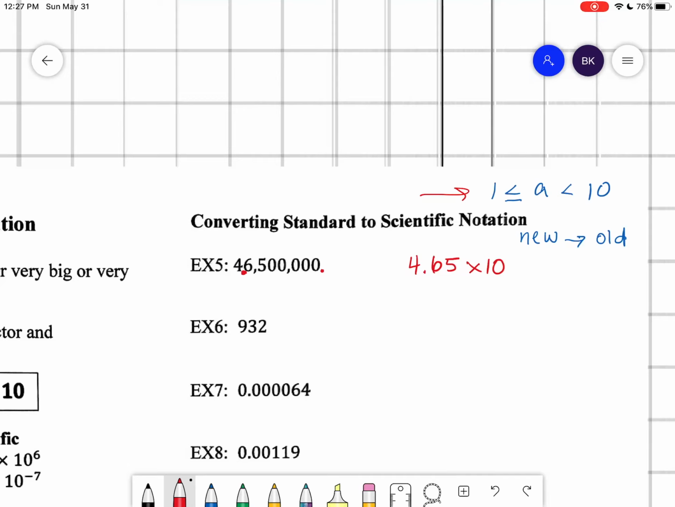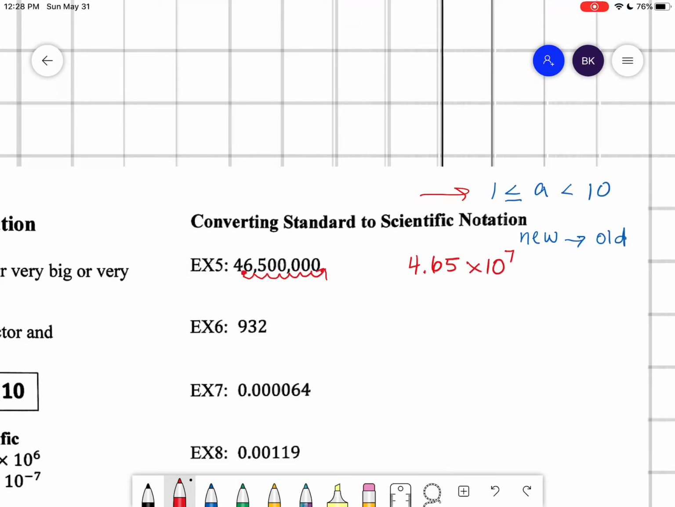And now I just need to figure out what my exponent is by counting the number of decimal places I'm jumping. So from new to old, 1, 2, 3, 4, 5, 6, and 7. So that's going to be raised to the 7th power, right? We're jumping this way. Now, please remember, whole numbers should give you a positive exponent, and decimals should give you a negative exponent from the previous set of notes. So 932 is a whole number, so I know my exponent will be positive.